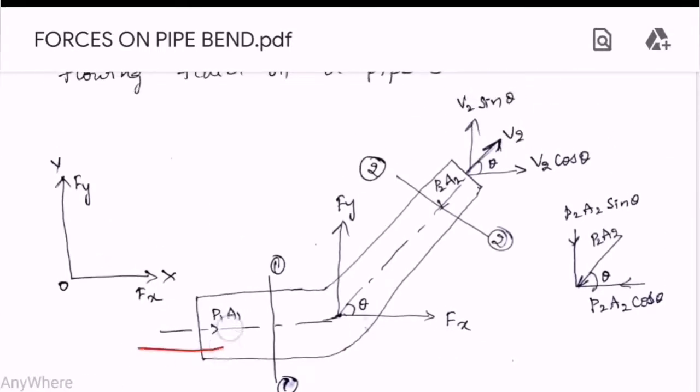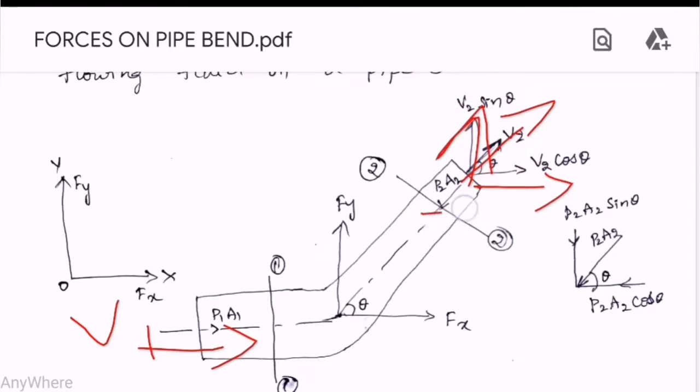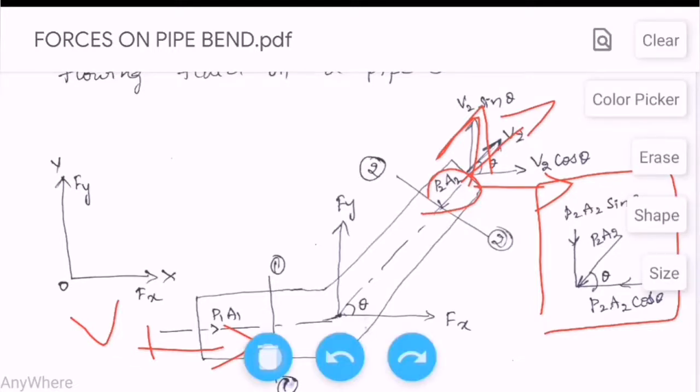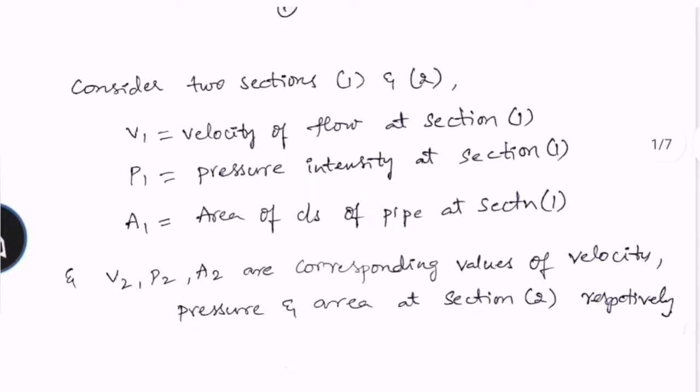We have velocity V1 and V2 here like this, as water flows from this direction to that direction. Resolve the components: we have V2 cos theta along the horizontal direction and V2 sin theta along the vertical direction. For P2A2 we have this resolution: P2A2 sin theta along vertical downward and P2A2 cos theta along horizontal leftward with angle theta. So these are all the forces on the pipe bend. And next comes the derivation part.